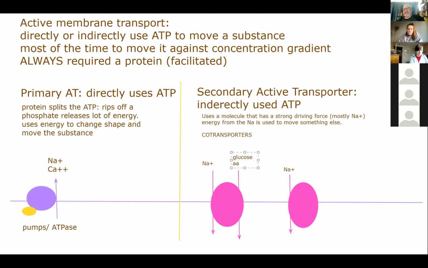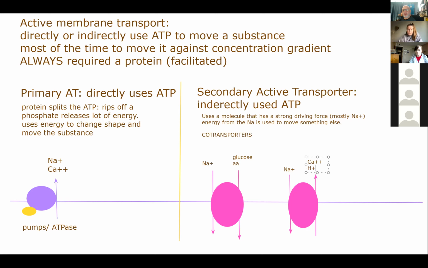Or I can get that sodium to come in, and when it comes in, I can use it to kick out something that I don't want in the cell. I already told you I don't want calcium in the cell, or maybe I want hydrogen ions out of the cell or something like that. So I can use the energy to kick them out.